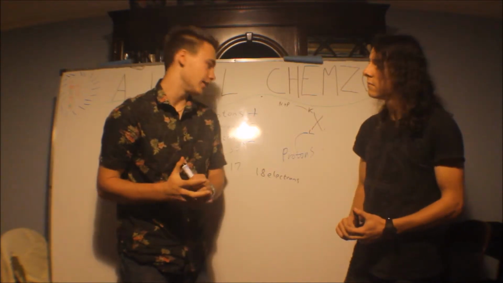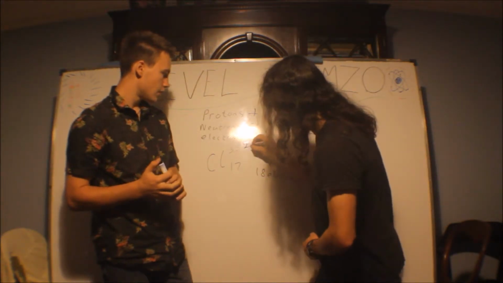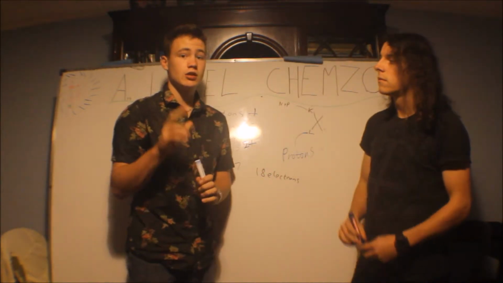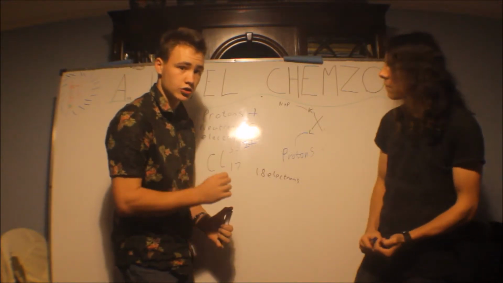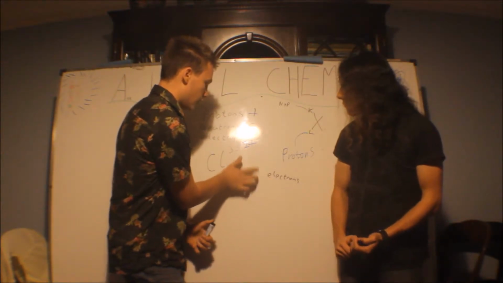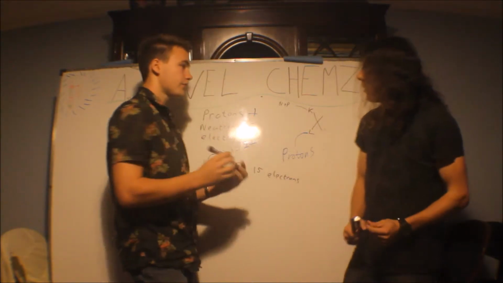There's 18 electrons altogether. And if it was positive, say 2 plus, 2 plus means it's lost 2 electrons. It doesn't mean it's gained 2 protons. It has lost 2 electrons. And that will take it from 17 down to 15. Absolutely.